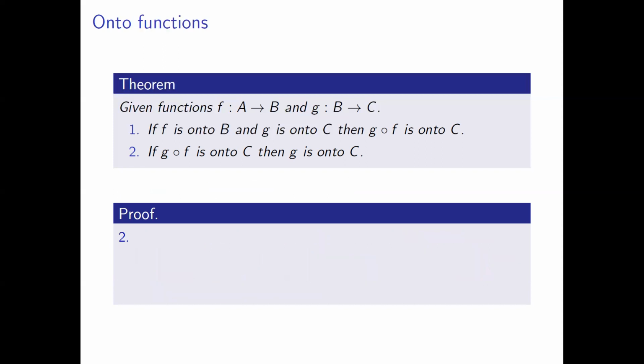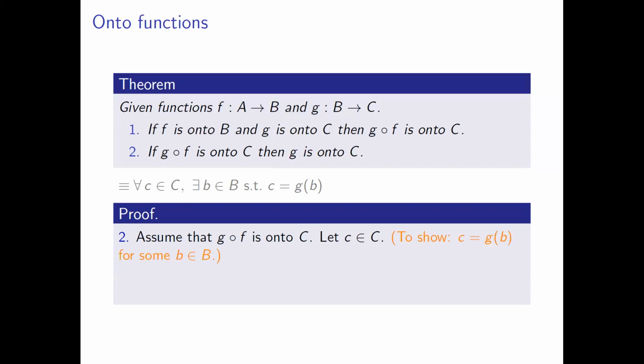Next, we prove statement 2. Assume that the composite function gf is onto C. We need to show that g is onto C. That is, for any element c in C, there is an element b in B such that g of b is equal to c. To do this, let c be an arbitrary element in C. We will show that c is the image under g of some element b in B.